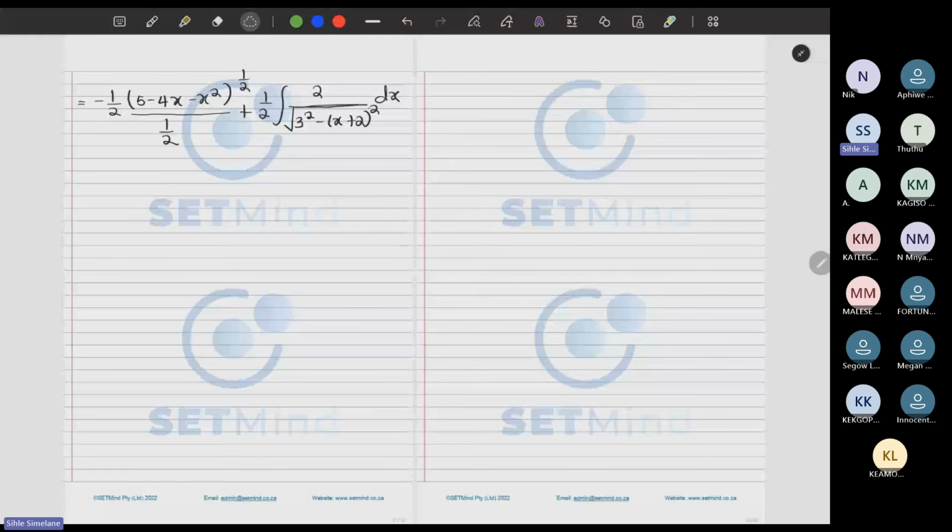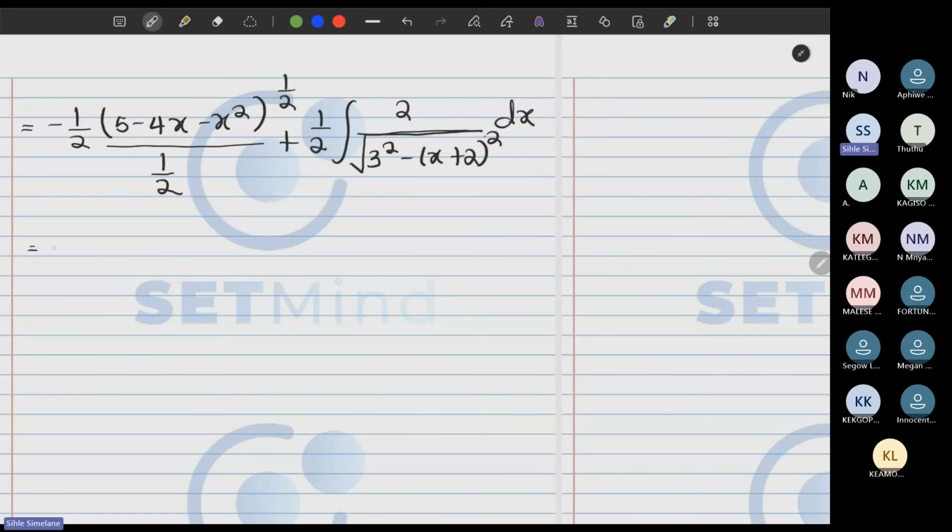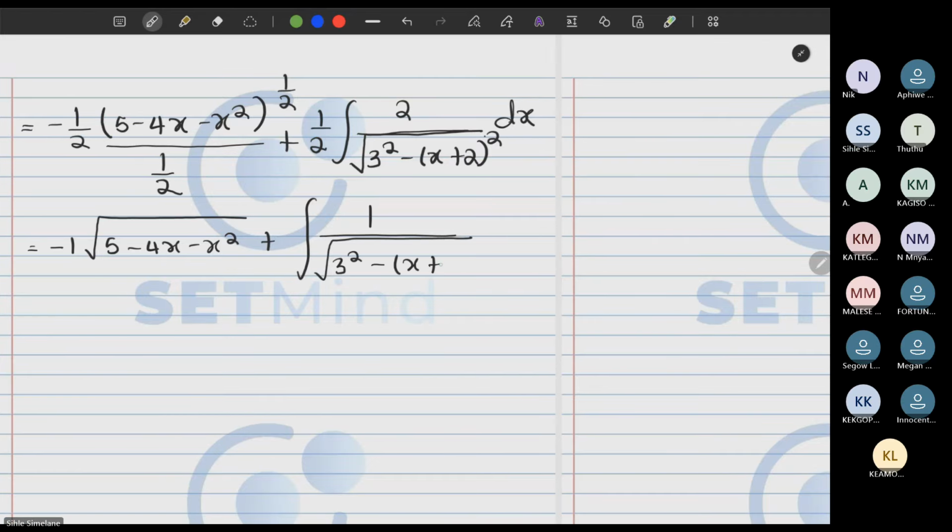And the first part just becomes, when those halves divide, your -1 into the square root of all of that, 5 minus 4x minus x squared. Now what I'm interested in is dealing with this portion here, of which the 2's will just cancel. So the integral I need to deal with is 1 over the square root of 3 squared minus (x plus 2) all squared dx.